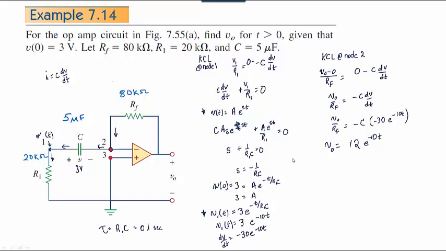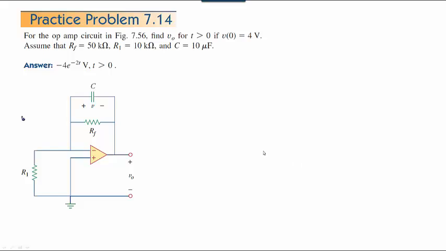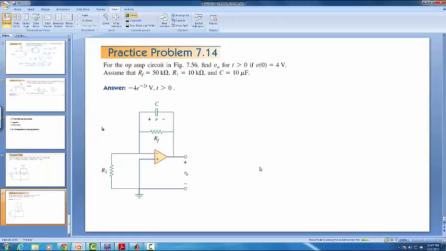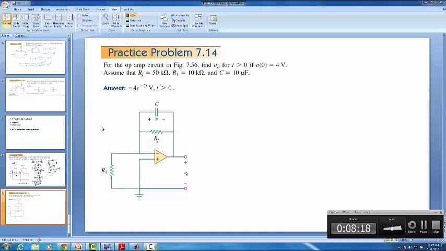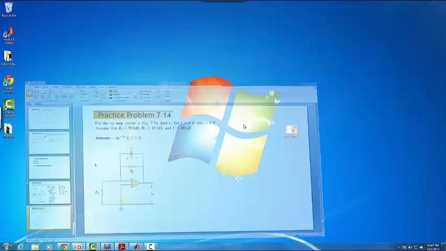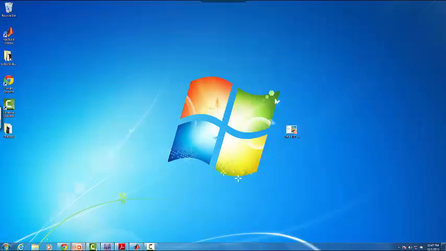Let me, how do I get out of the PowerPoint mode? Actually, I'd like to pause, and I don't even see my controls anywhere. Oh, so annoying. Okay, I'm still recording. I'm okay. All right. Sorry. It's a different computer. It's not quite as friendly.